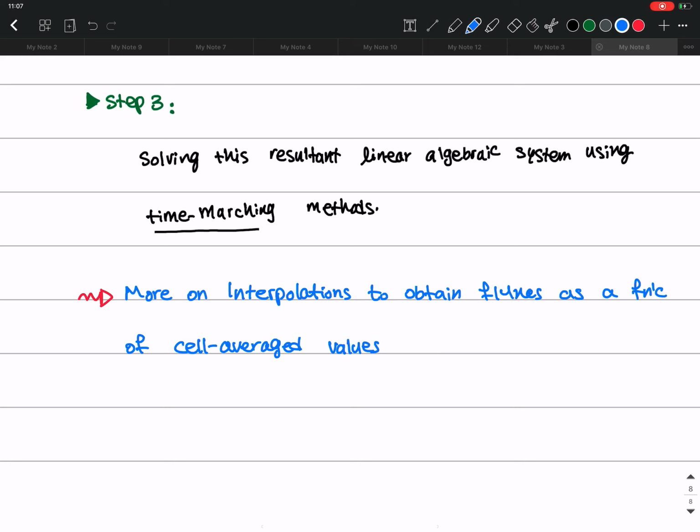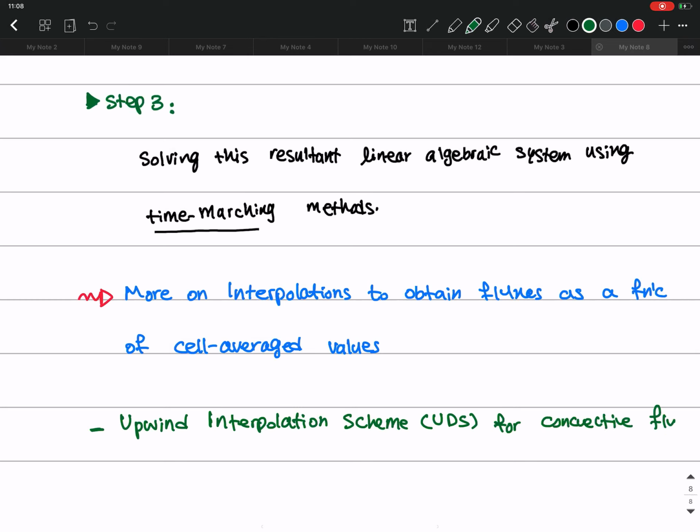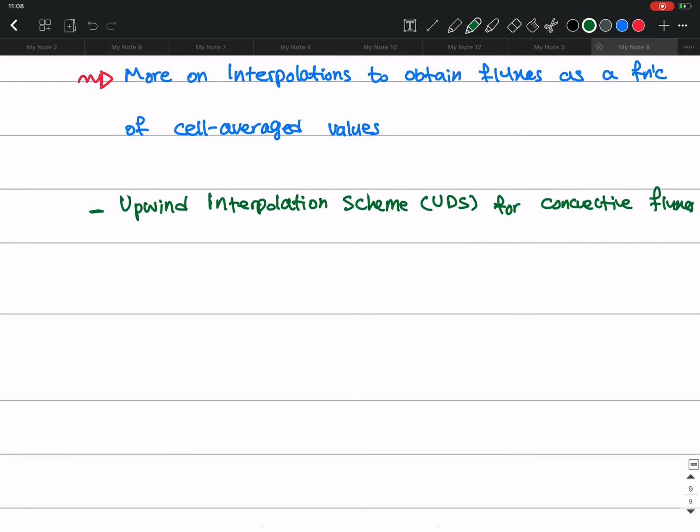Okay, so this is a topic that we want to talk about today, and I'm going to introduce two schemes. The first one is the upwind interpolation scheme, or UDS, for convective fluxes. Okay, so let's see how this interpolation works. It's a simple interpolation, but it's pretty common and useful.